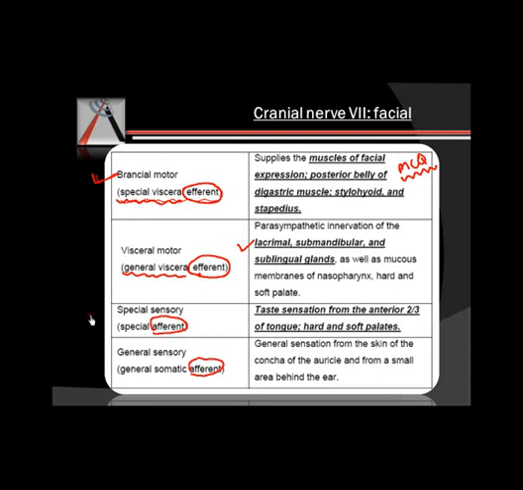It also gives the special sensory, that is the taste sensation from the anterior two-thirds of the tongue and the floor of the mouth and the soft palate, which is carried by the chorda tympani. Then it gives the general sensory sensation from the skin of the concha of the auricle and a small area behind the ear. Most of the sensory supply to the face is by the trigeminal nerve. Facial nerve only has a small share, that is skin of the concha of the auricle, and a small area behind the ear is supplied by the facial nerve.